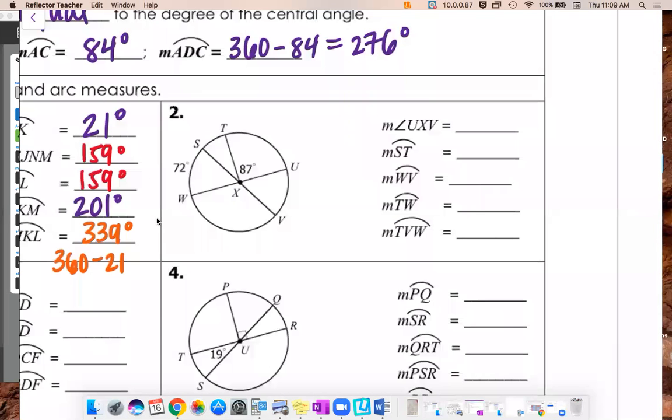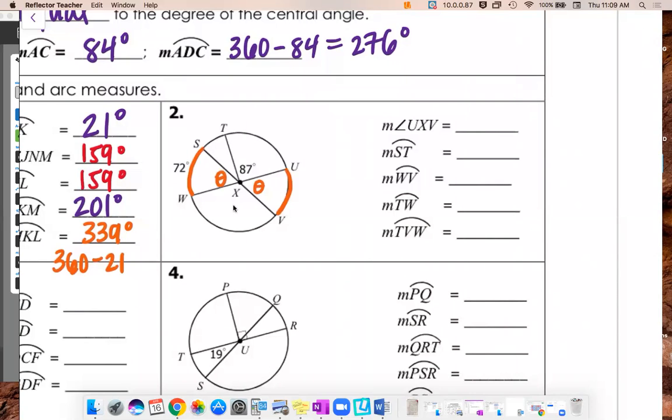Okay, so let's do another one of these. Let's say they want us to do UXV. So they want us to figure out the angle of this one right here. The first thing we are able to do is, they give us that this is 72 right here. So then we can tell that this also has to be 72 because these are vertical angles. Directly across, they have the two lines creating them. So those are vertical angles.